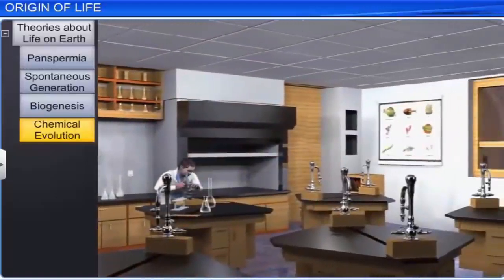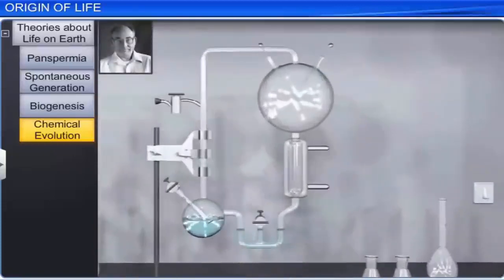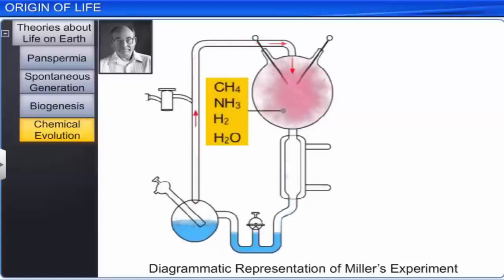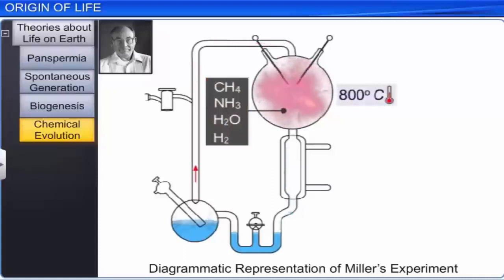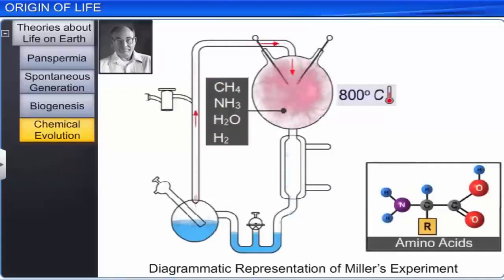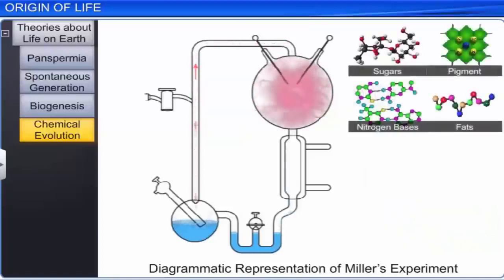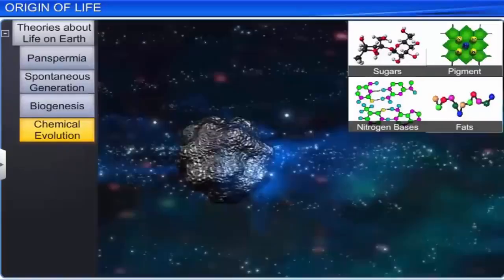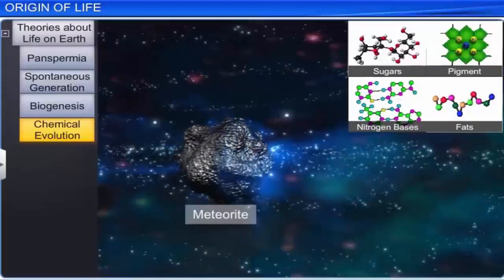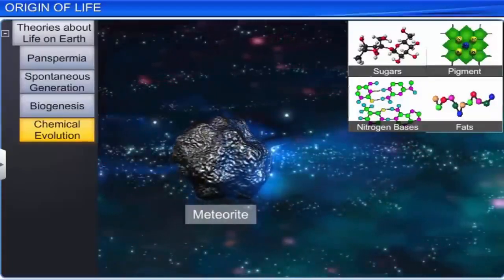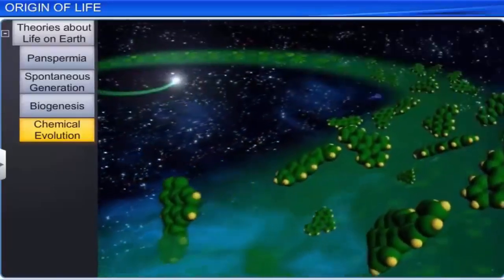In 1953, American scientist Stanley Lloyd Miller recreated these conditions in a laboratory. He created an electric discharge in a closed flask containing methane, ammonia, hydrogen, and water vapor at 800 degrees centigrade and observed the formation of amino acids. Later on, while conducting similar experiments, other scientists observed the formation of sugars, nitrogen bases, pigment, and fats as well. Interestingly, when meteorite content was analyzed, similar compounds were found in them, which proved that similar processes occurred in other parts of the universe as well. Thereafter, the theory of chemical evolution was most widely accepted.